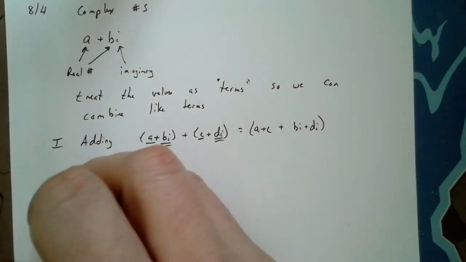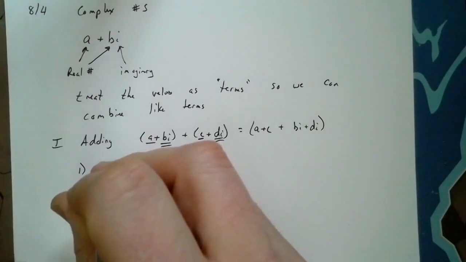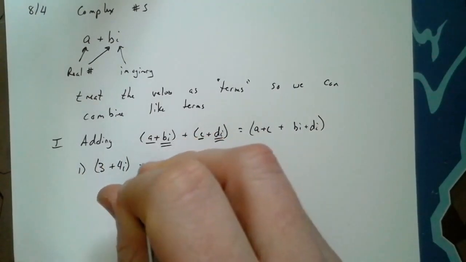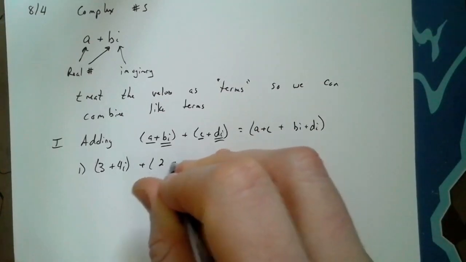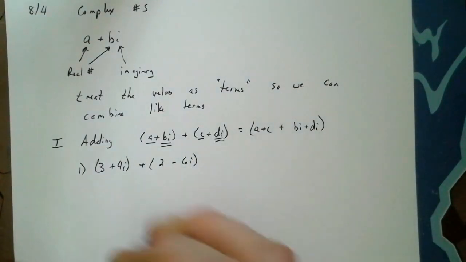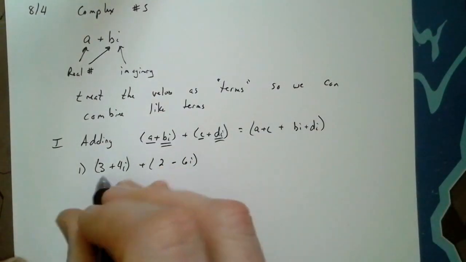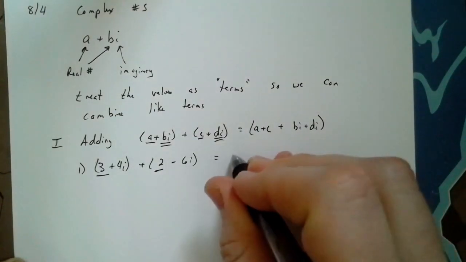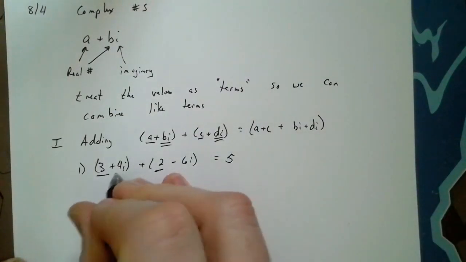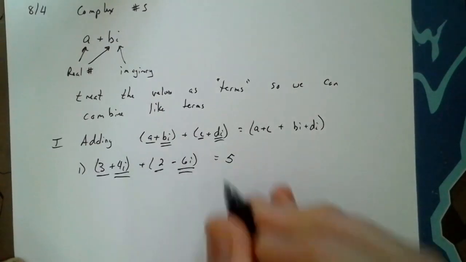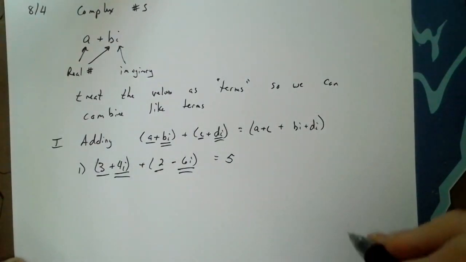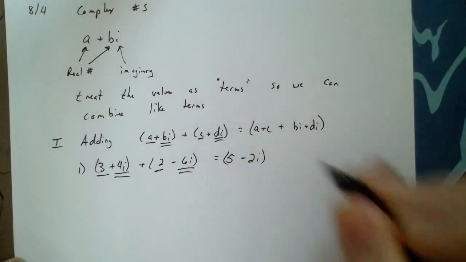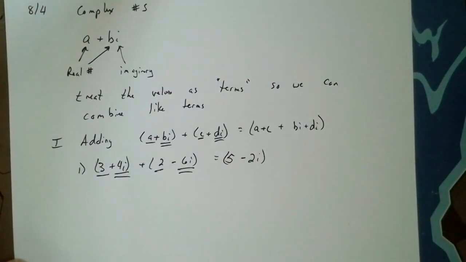So let's take a look at some examples. We'll do these pretty quick. We have 3 plus 4i. I'm going to add that to 2 minus 6i. I'm just going to combine the ones that go together. So here 3 and 2 are like terms. 3 plus 2 is 5. 4i and negative 6i are like terms. So 4i plus negative 6i is negative 2i. So I get 5 minus 2i.